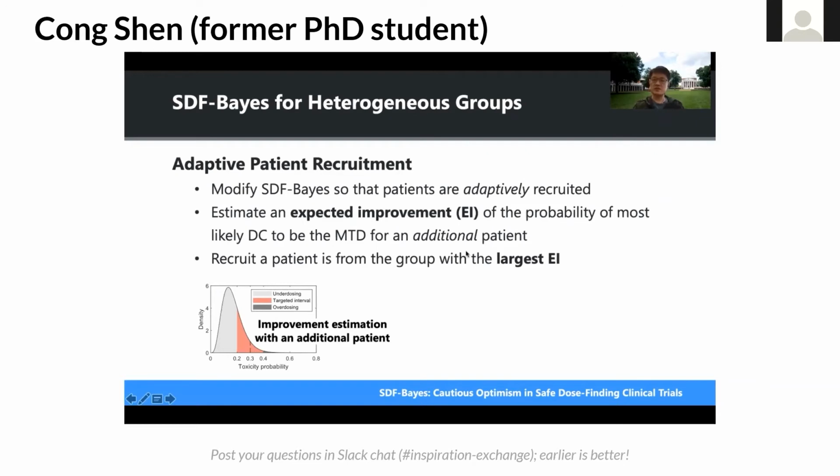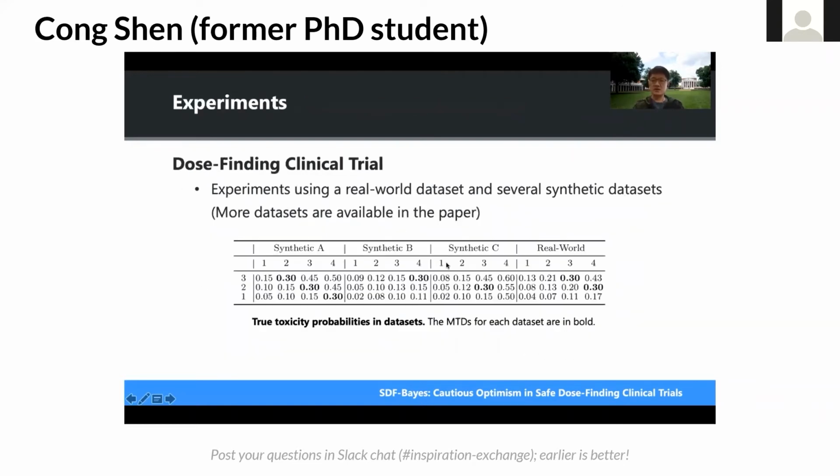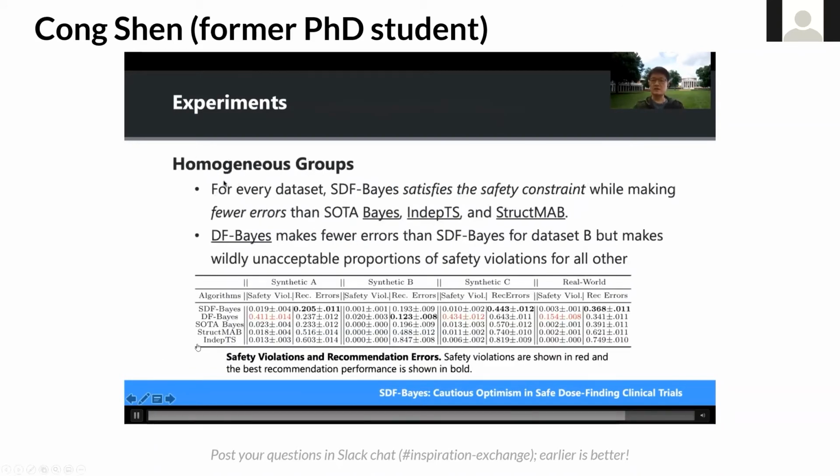And we choose the subgroup with the largest benefit. So let me actually talk about the experimental results. In this example, we have 3 synthetic data sets and a real world data set. First of all, we compare SDF-Bayes to the baseline methods for the homogeneous group situation. And our results demonstrate that SDF-Bayes satisfies the safety constraints while making fewer errors than the state-of-the-art solutions.